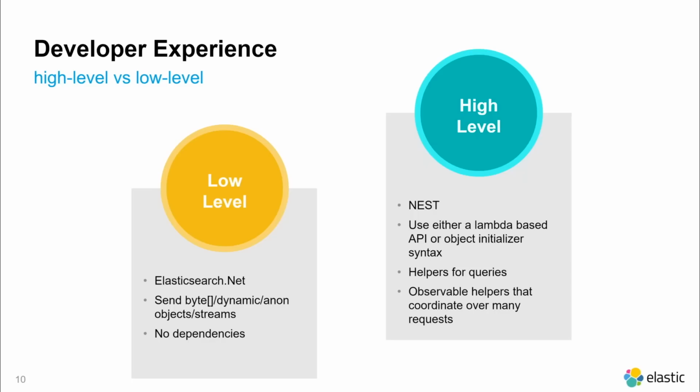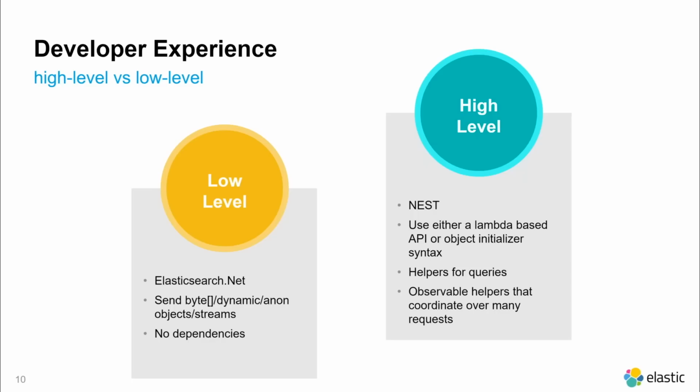It ships you actually not one but two API syntaxes. So there's a Lambda-based API. Some might call it a fluent interface to Elasticsearch. And there's a more classical object initializer syntax, which I'll show in a second. There are also helpers for queries, so bitwise operators to help you compose very complex queries that are represented correctly to Elasticsearch as well. And then the high-level client also ships with many observable helpers that coordinate over many requests.